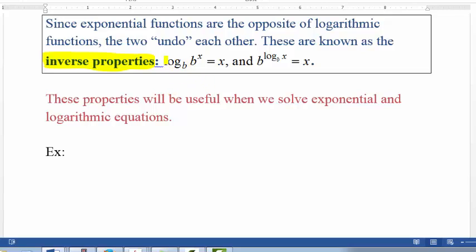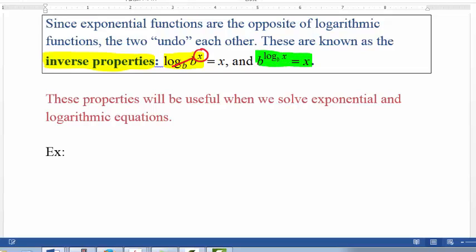They undo each other. So if we had the log base b of b to the x, we have exponentiation here, b to the x, and then we're taking the log base b of that. You can look at it like these two things are just canceling each other out because they're inverse operations, and we just end up with x. And the same thing over here.